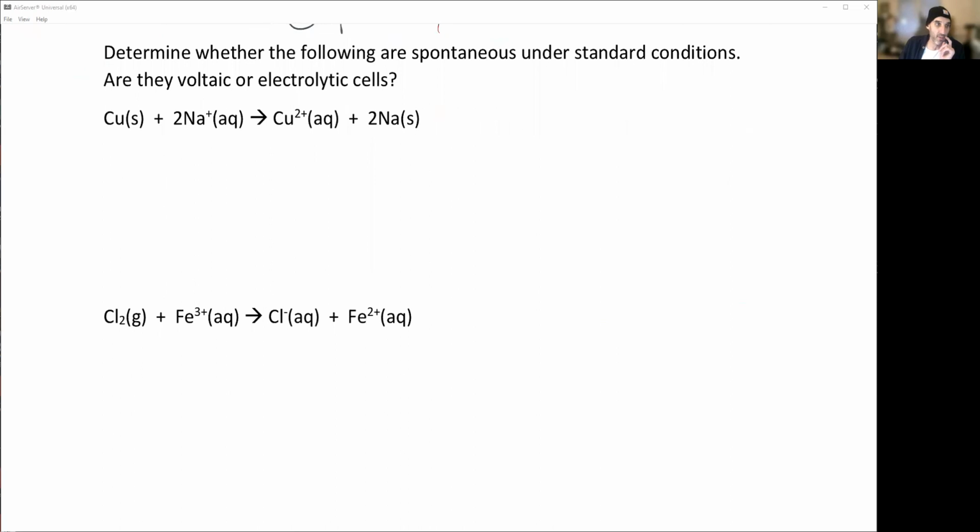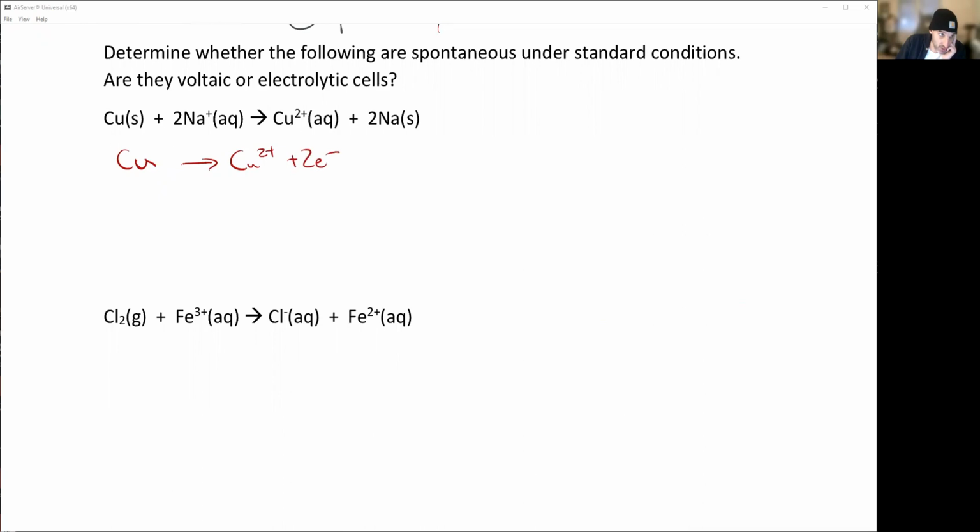Next up, determine whether the following are spontaneous under these conditions. Again, it's the exact same thing. I can look and decide what's oxidized and what's reduced. We can do this both ways. Step one is me reversing the sign myself. So let me take the reactions: copper going to copper 2+ plus 2 electrons.